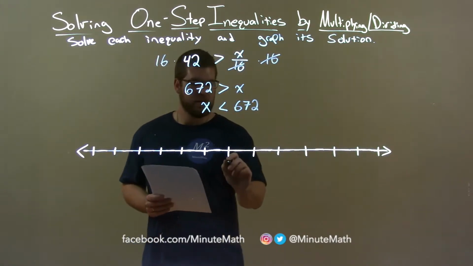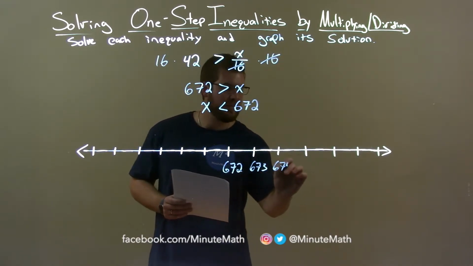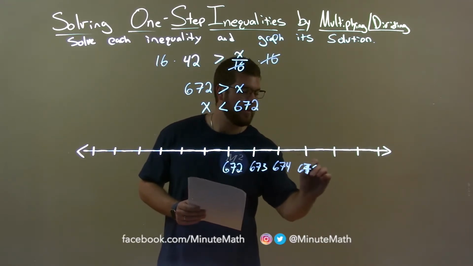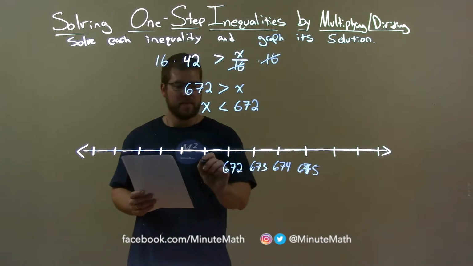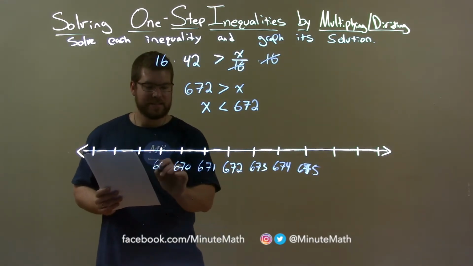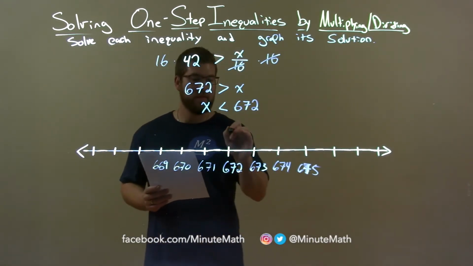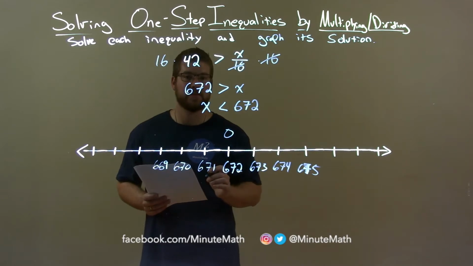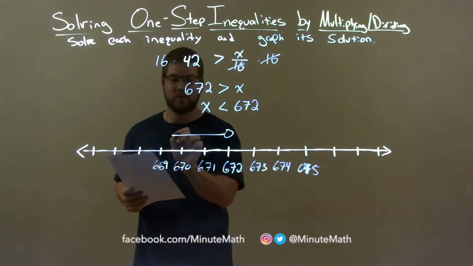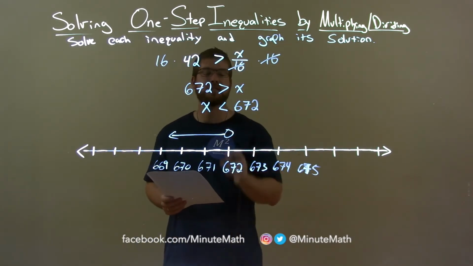So let's graph it. 672, 673, 674, 675. Whoops, that's a 75. Right? 671, 670, and 669. All right. Well, if x is less than 672, that means we have an open circle here at 672, because it's not equal to. Less than means the arrow goes to the left, and there we have it. Our graph matches our final answer. X is less than 672.